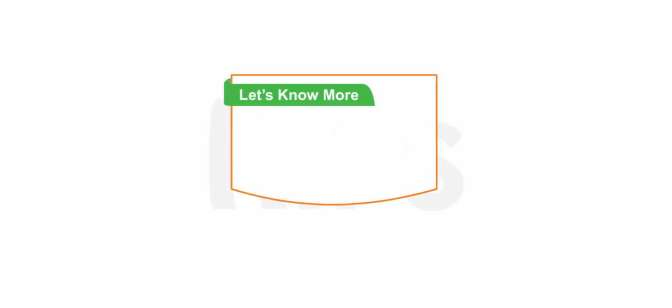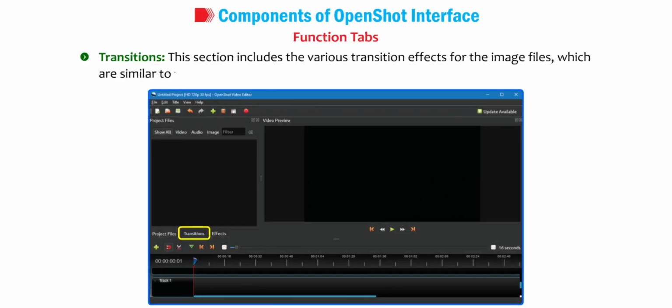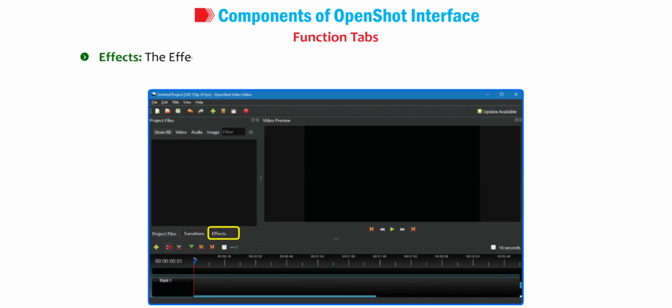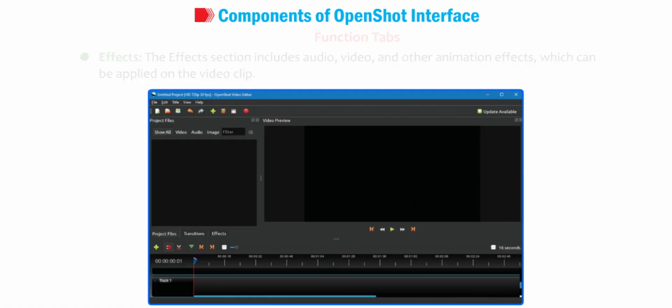Students, let us know more. Videos created using OpenShot can be exported in a smartphone and even on the web. Transitions. This section includes various transition effects for the image files, which are similar to the transition effect in PowerPoint. Effects. The effects section includes audio, video and other animation effects which can be applied on the video clip.